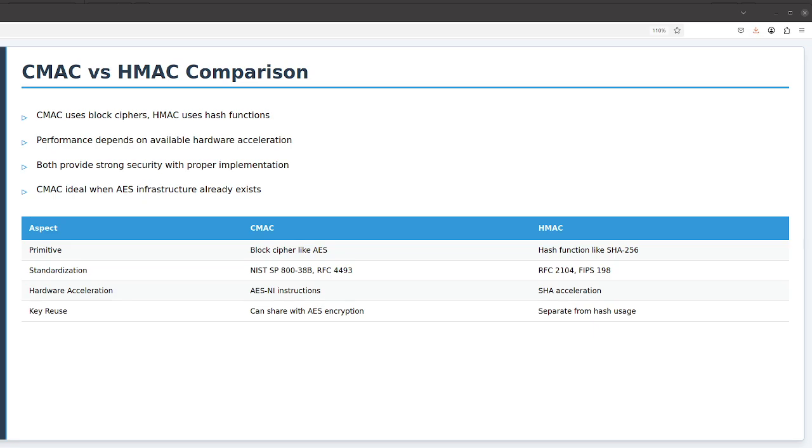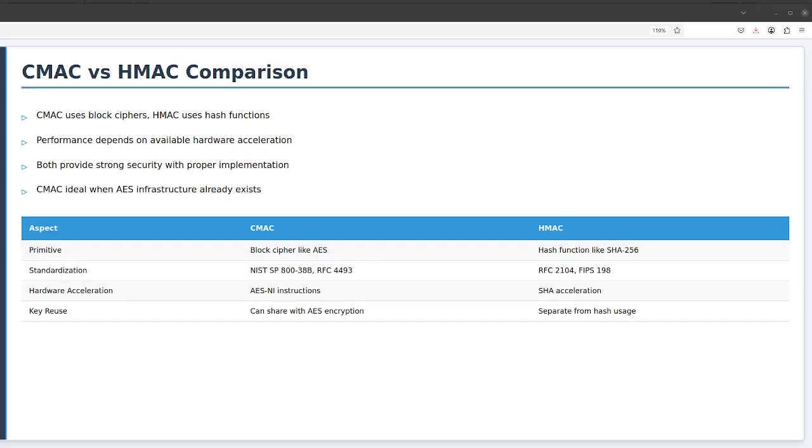From a security standpoint, both CMAC and HMAC are considered secure when properly implemented. HMAC has been around longer and has more extensive analysis, but CMAC is based on AES, which is one of the most studied and trusted cryptographic primitives. In terms of standardization, HMAC is specified in RFC 2104 and is widely used in protocols like TLS and IPsec. CMAC is standardized in NIST SP 800-38B and RFC 4493.